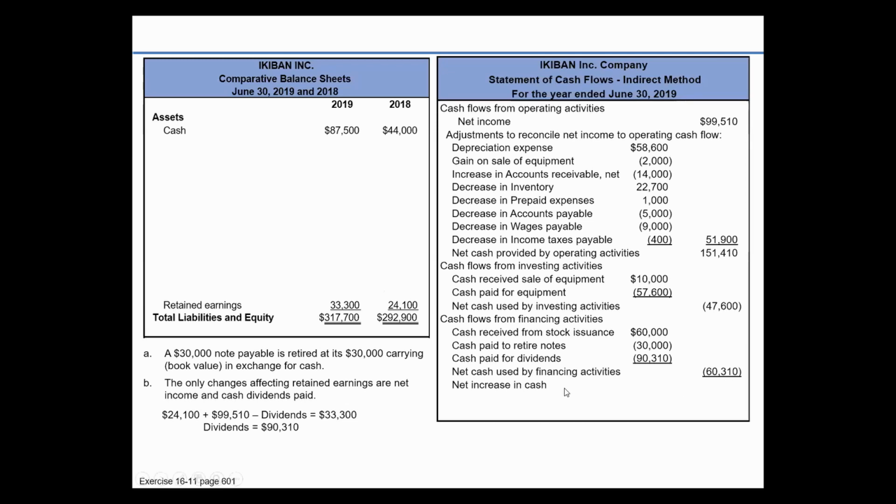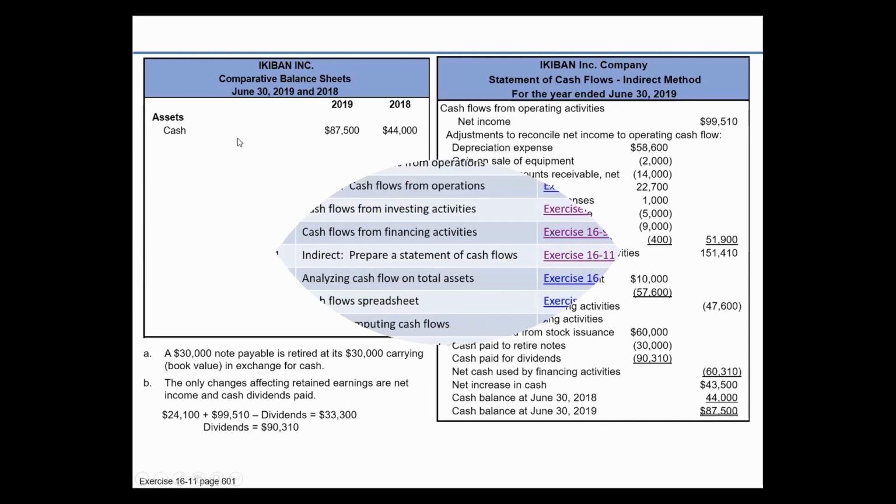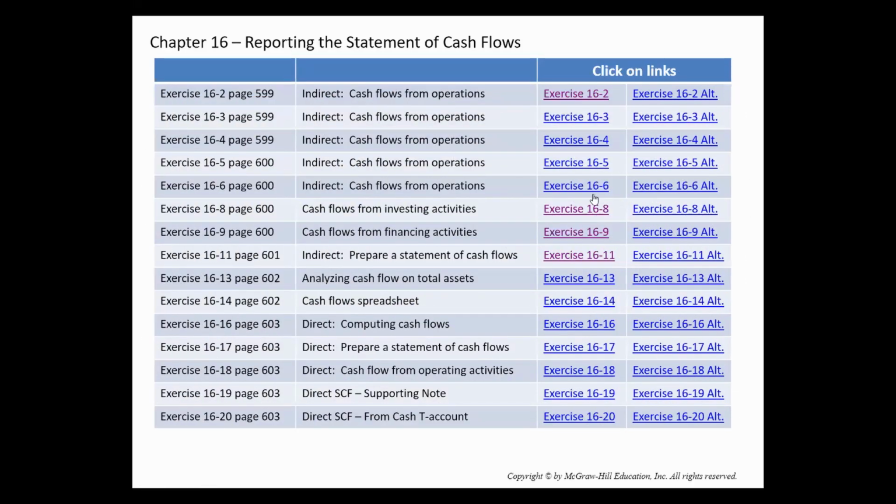And so the net increase in cash, if we take this amount right up here, 151,410, subtract 47,600, and then subtract 60,310, we get the net increase of cash, 43,500. So then we had a cash balance at June 30 of 2018 of 44,000. So then the cash balance at June 30th of 2019 should be 87,500. And then we see that that matches the balance sheet. So we know that everything is correct. That is analyzing cash flow on total assets.